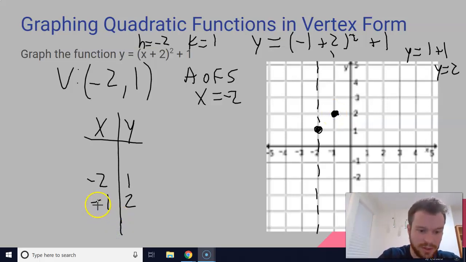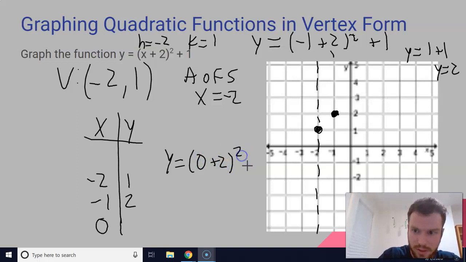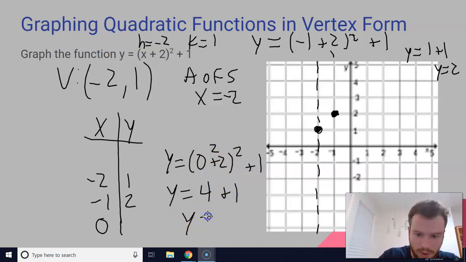Now, a number that's greater than -1 is going to be 0. So now I can just substitute 0 in here. I'll say y equals (0 plus 2) squared plus 1. Well, 0 plus 2 is 2, and 2 squared is 4. So 4 plus 1, we get y equals 5. So when x is 0, y equals 5. So (0, 5) is the next point I'm going to plot.